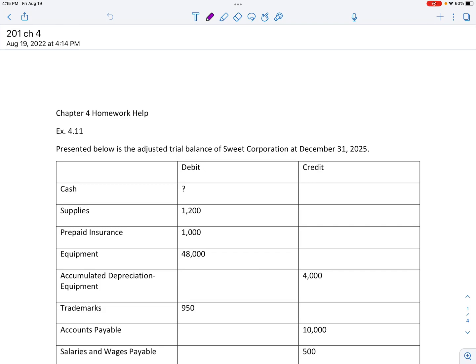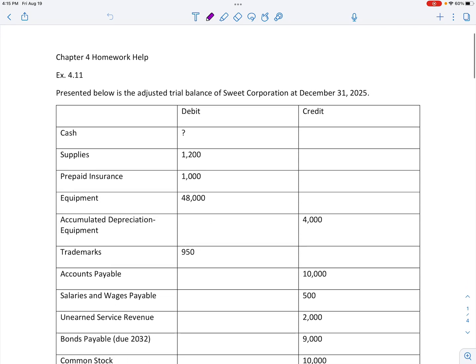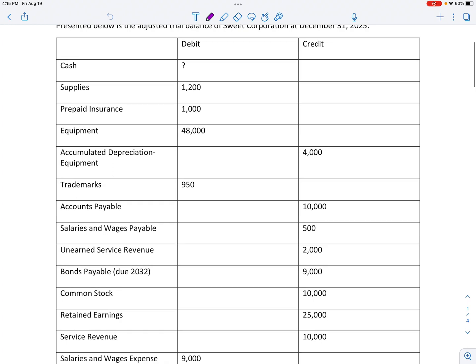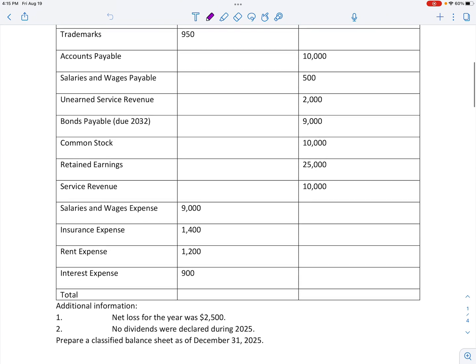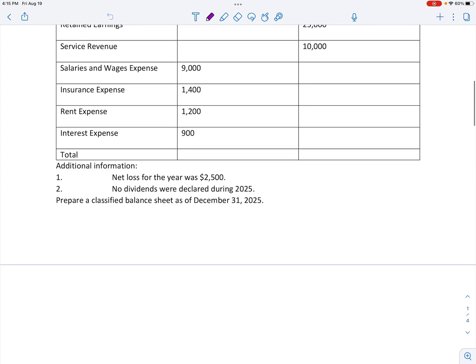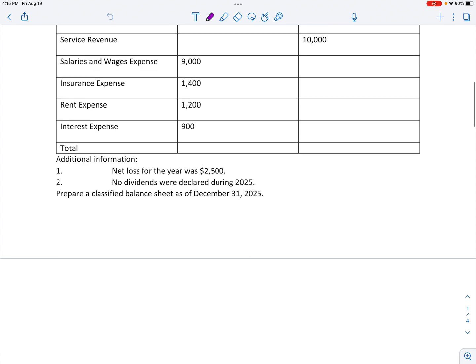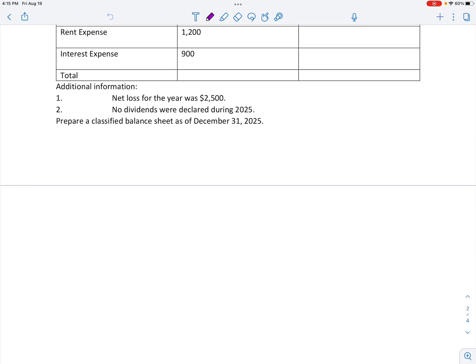They give you the adjusted trial balance, and what you need to do is separate this into the classified balance sheet, which means we have to put everything in the right category. So we're going to start with our assets. But within those assets, we need to separate that out into current assets first.